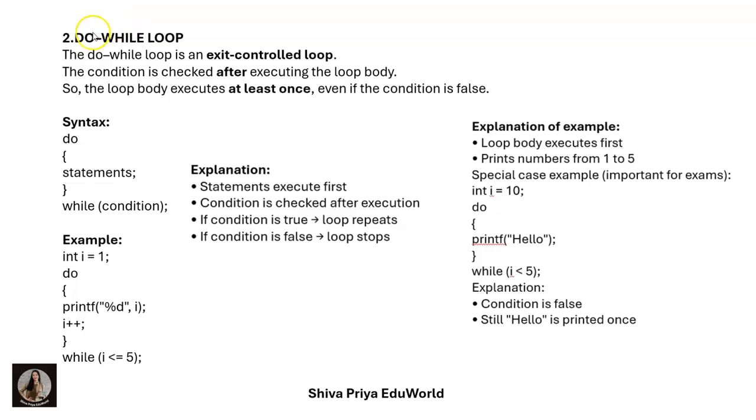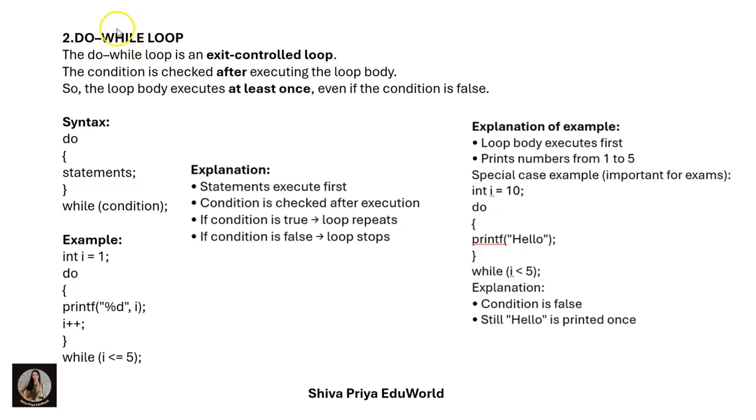And the second one is do while loop. The do while loop is an exit control loop. You will understand later why it is called an exit control loop. The condition is checked after executing the loop body.